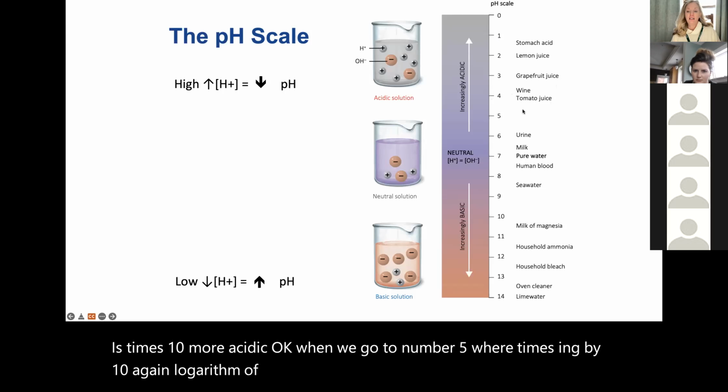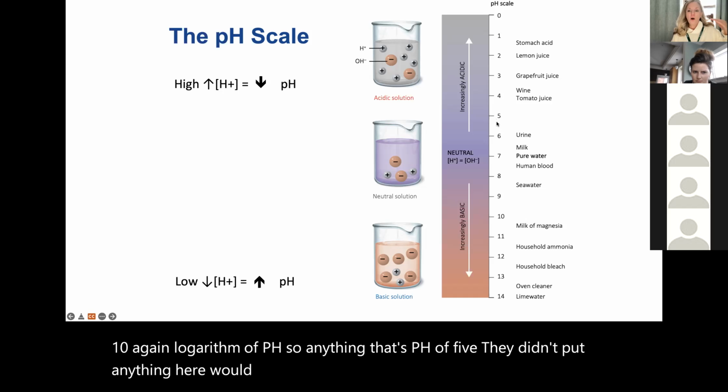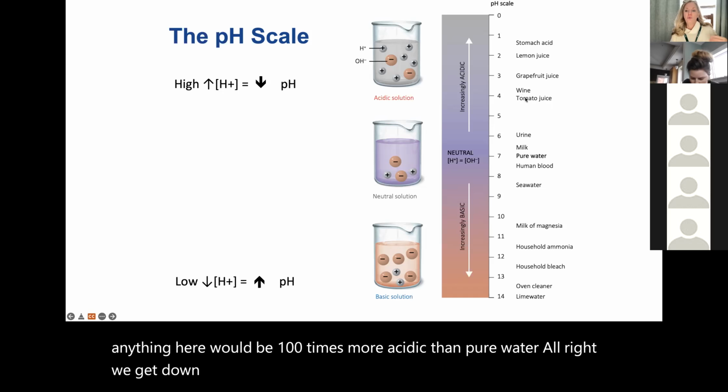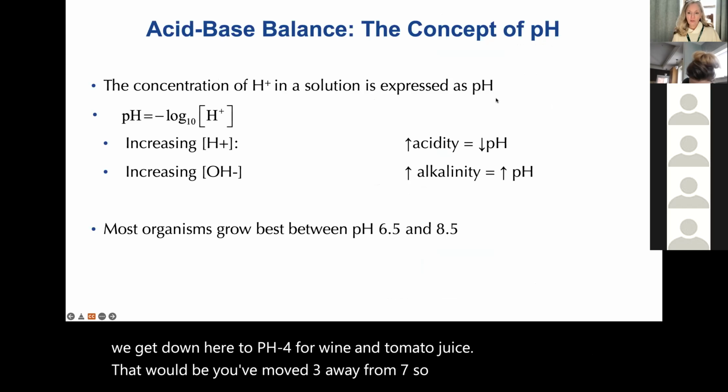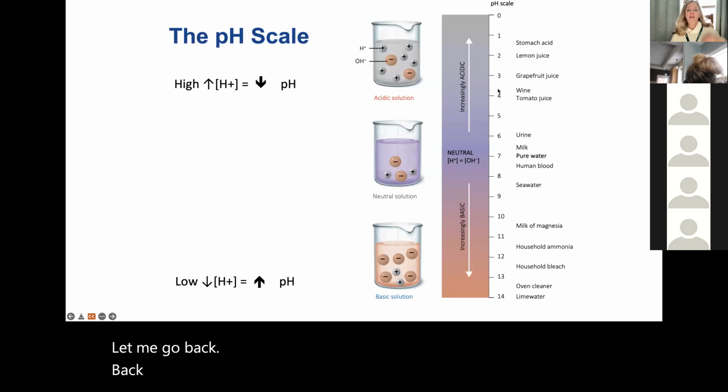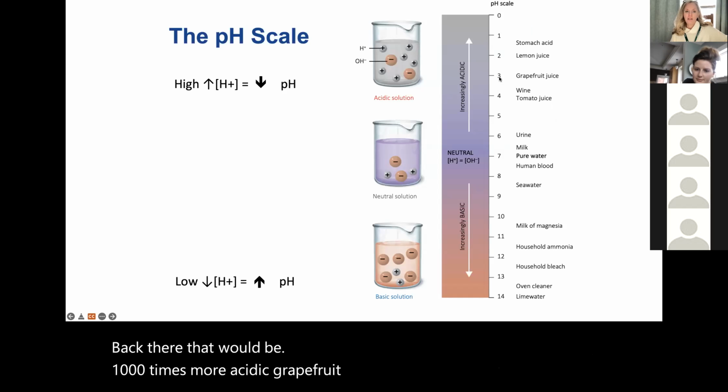So anything with a pH of 5 would be 100 times more acidic than pure water. We get down here to pH 4 for wine and tomato juice. You've moved 3 away from 7, so it's 10 to the 3, 1,000 times more acidic. Grapefruit, down to 3, would be 10,000 times more acidic.